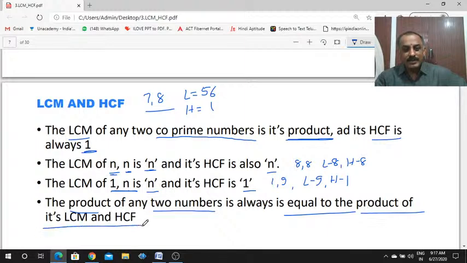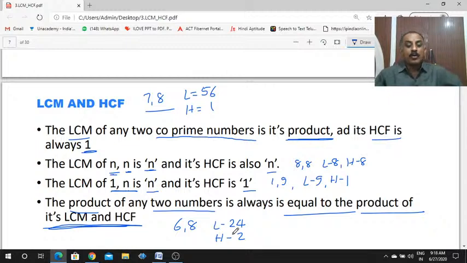product of its LCM and HCF. For example, what is the LCM and HCF of 6 and 8? The LCM of 6 and 8 is 24. The HCF of 6 and 8 is 2, because both the numbers 6 and 8 are exactly divisible by 2. So 2 is the HCF.